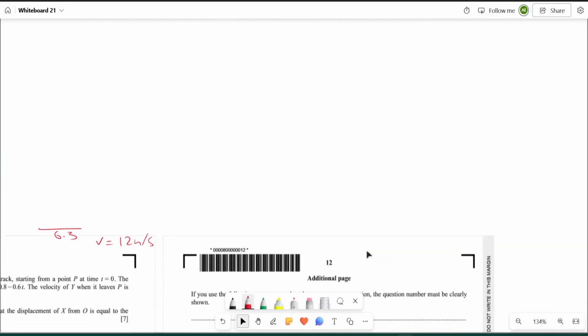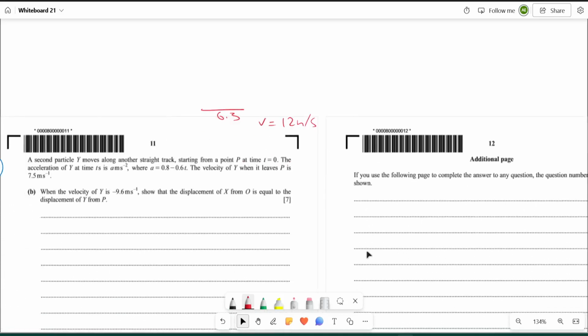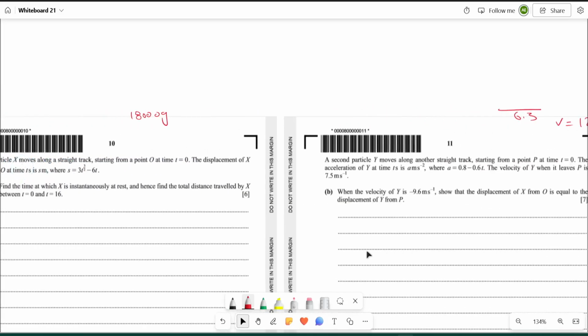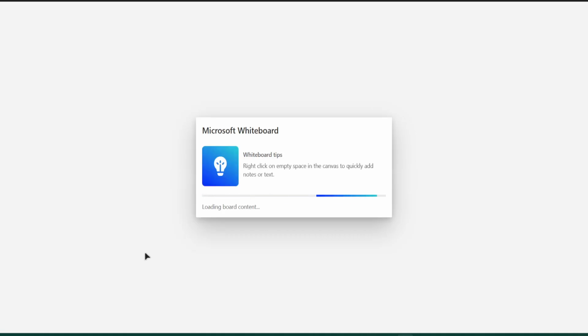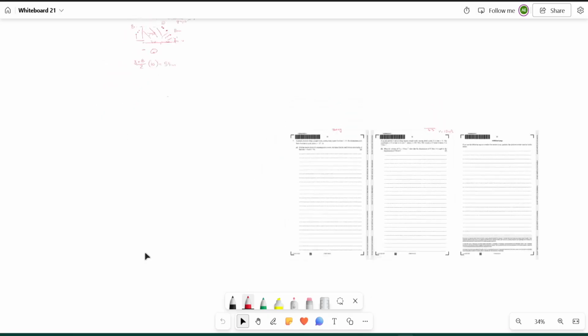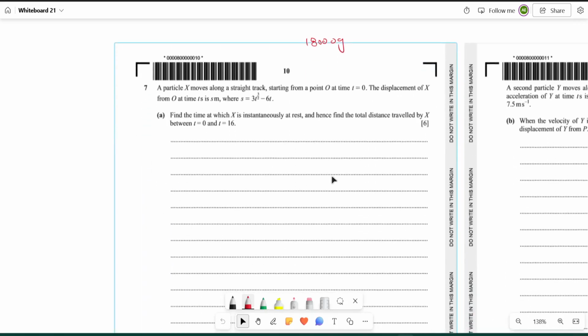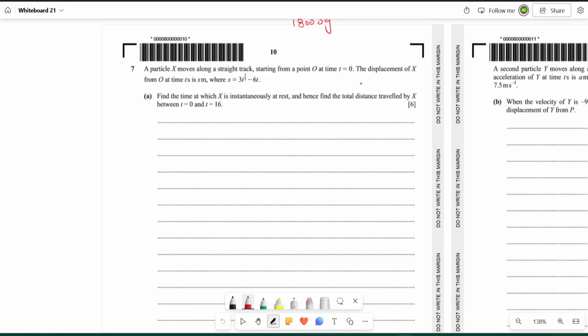Okay, now let's continue. This is the last question of the test. So this question goes like this. It says we have a particle x that moves along a straight track starting from a point O at time t equals 0. The displacement of x from O at time t is given by this function over here. Find the time at which x is instantaneously at rest, and hence find the total distance traveled by x between this and that. This is a 6 marker.